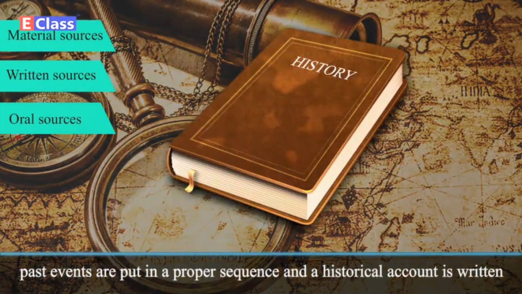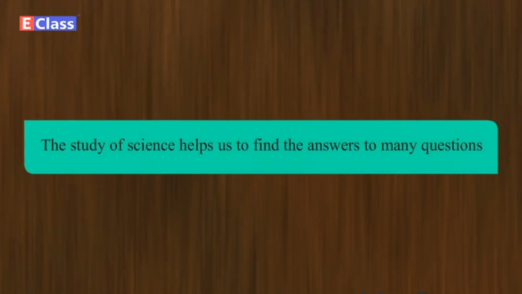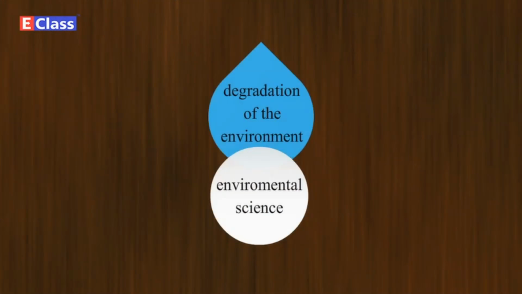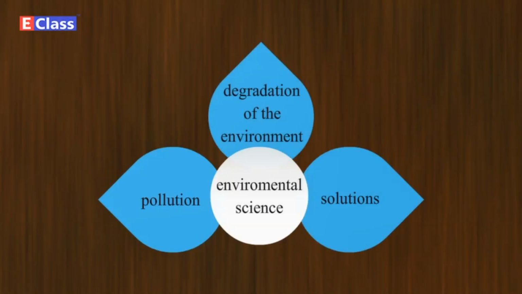History and us. The study of science helps us to find the answers to many questions. For example, environmental science studies the problems of degradation of the environment, pollution, etc., and looks for their solutions. In the same way, every science has its own areas of study.